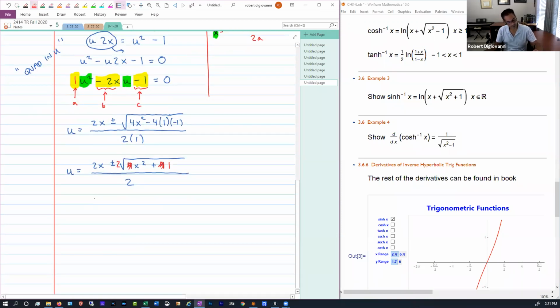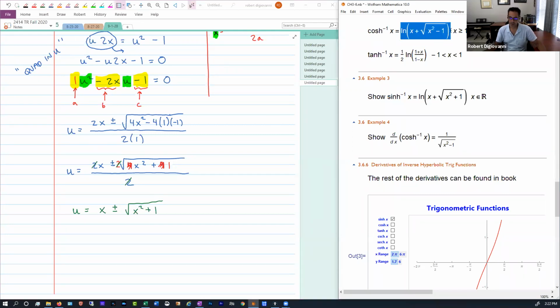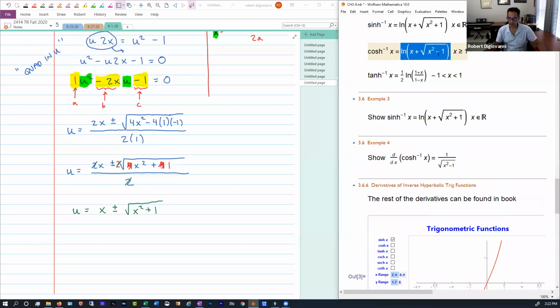So my next line will be, well, do y'all see that these 2s will go away? The 2, the 2, the 2? Yeah. So you get u is equal to x plus or minus the square root of x squared plus 1. We're getting really close. Look at the answer here. Hold on, wrong one. This one.